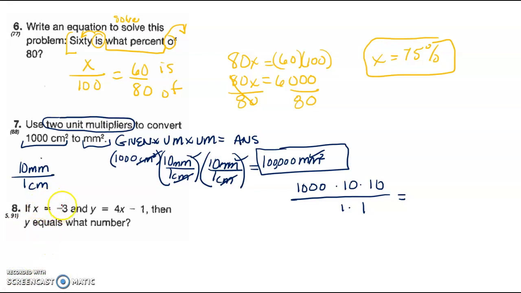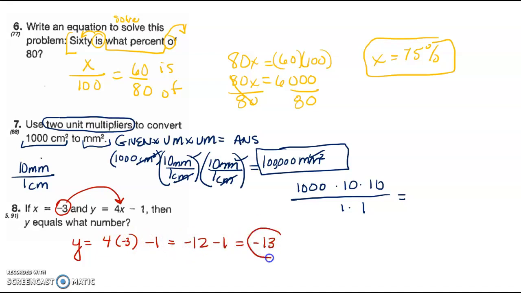Okay, if x is equal to -3 and y is equal to 4x minus 1, then y equals what number? So we're just going to plug in -3 into x and see what we get. So I have 4 times -3 minus 1. So I have -12 minus 1, which is -13.